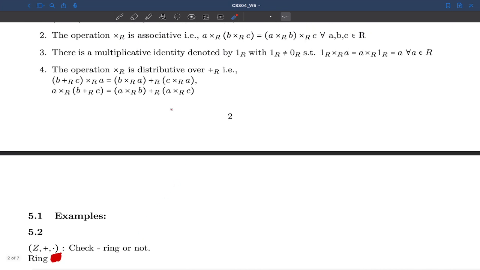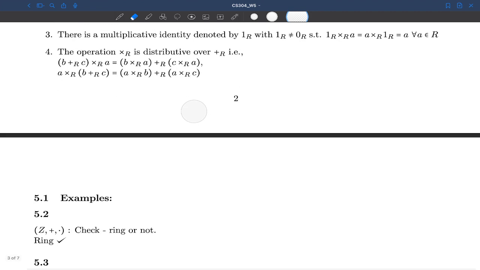Now the second condition is what? Multiplication should be associative. By default in basic mathematics we see that multiplication is associative. It is a known fact. So it is associative, and the identity of plus is 0 and the identity of multiplication is 1. They are not equal. That is also satisfied. Also multiplication is distributive over plus. So yes, it is a ring.